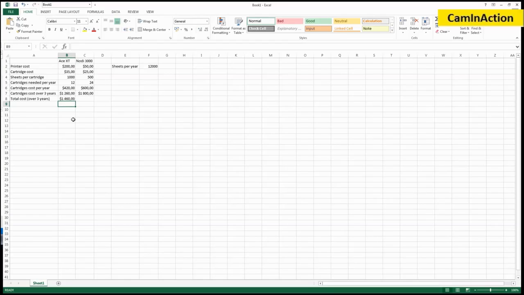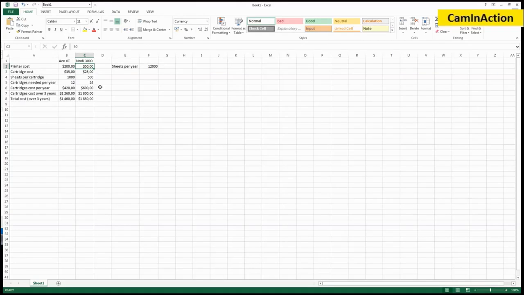The total cost over 3 years for the Ace XT printer will be 1,460 bucks. Let's see about Nodi. Is it the same? Column C, line 7, plus column C, line 2. And the total is 1,850. So what we have seen here is that the printer cost of A60 is quite high compared to Nodi 3000. It's like 3 times more.